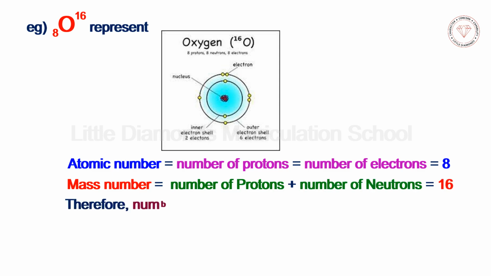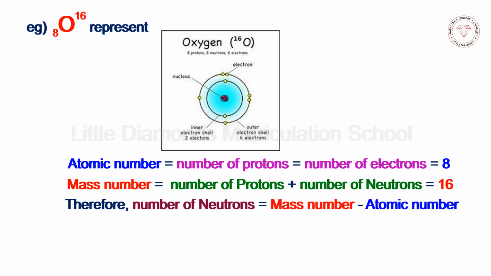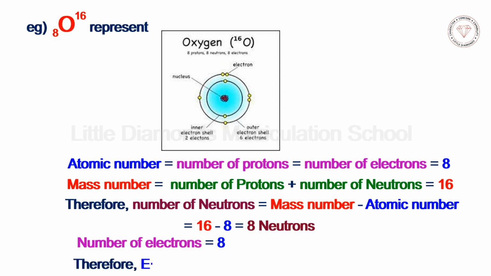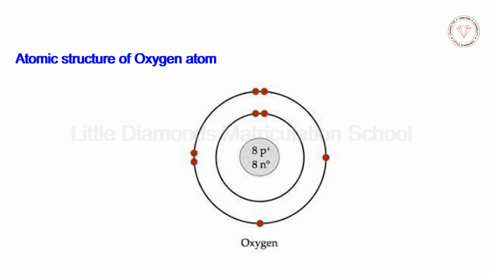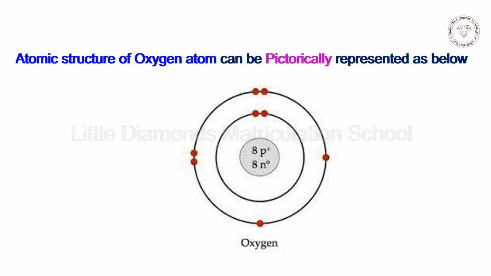So the number of neutrons is equal to mass number minus atomic number. That is equal to 16 minus 8 is equal to 8 neutrons. So number of electrons is equal to 8. Therefore, the electronic configuration is 2, 6. The atomic structure of oxygen can be pictorially represented as below.